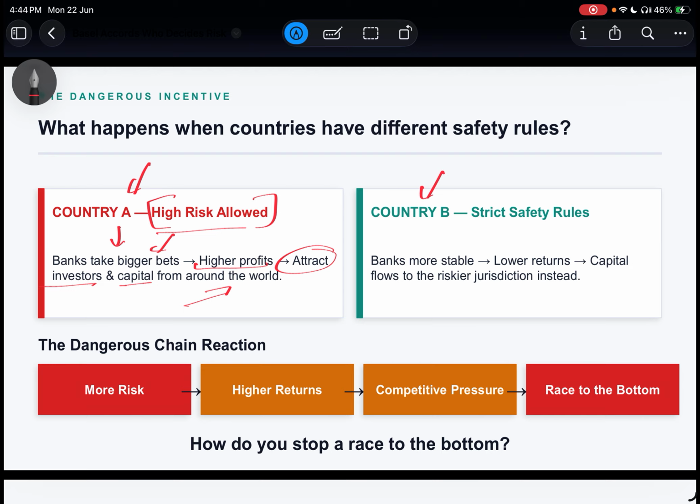But when we're talking about country B, in country B there are strict safety rules. Banks are much more stable, and the returns are quite low. So capital flows to the riskier jurisdiction instead, right? But what happens? It creates a chain reaction. When there is more risk, you get higher returns. When you get higher returns, this country A has a competitive advantage over country B, which is having competitive pressure.